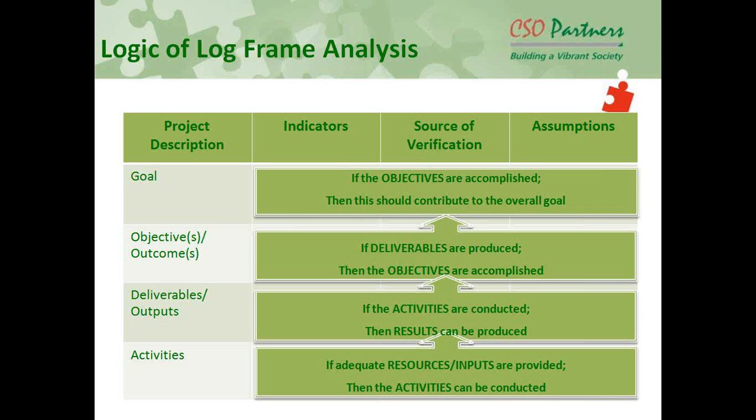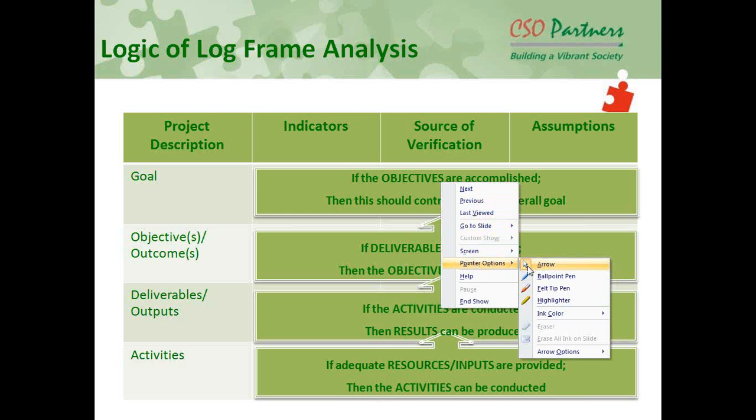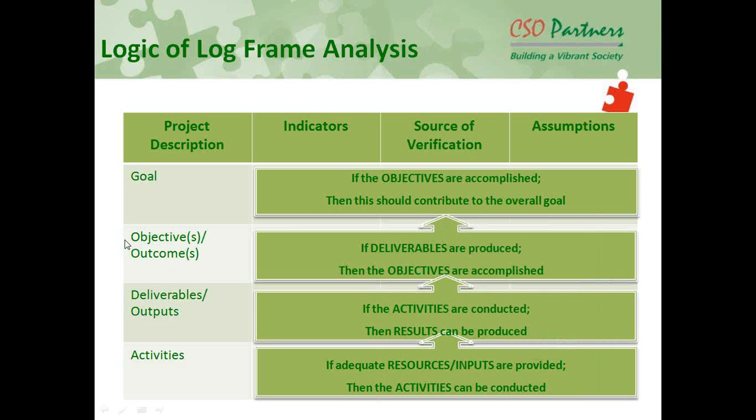So let's go through that. If you start with the first level, let me get the pointer. Okay, at this level this is the goal. As we said, that ultimate milestone, that ultimate destination where we want to reach, the tenth mile, that is the goal. But within our project time, what we can achieve in most cases is these objectives and outcomes. That's the next level, what we need to achieve in our project lifetime. The next level is the outputs or deliverables, and then the activities.